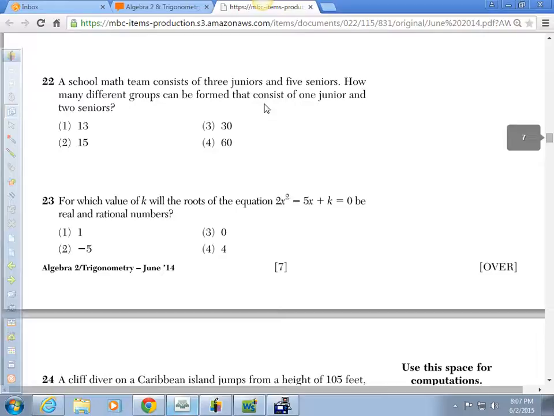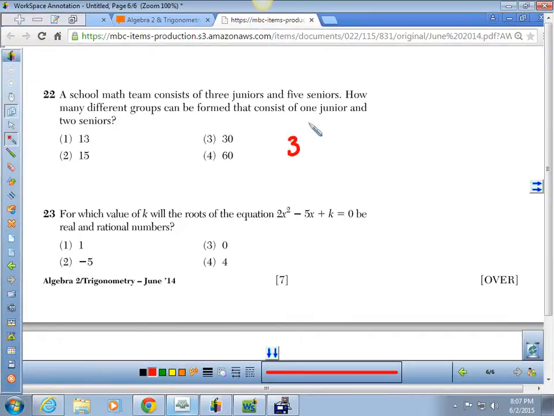Order does not matter. Okay, how many juniors do we have? 3 juniors. We want to select how many of them? 1. We have how many seniors? 5 seniors. We want to select how many of them? 2. Go ahead in your calculator. Tell me, please, what is 3 combination 1? Three. And tell me, please, what is 5 combination 2? What'd you get? 5 combination 2 is not 1. 10.